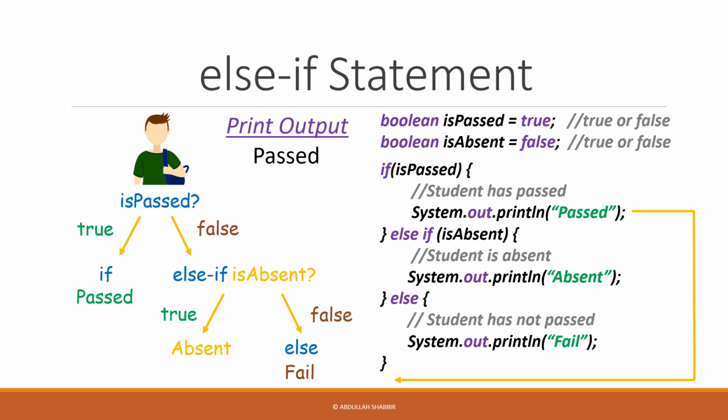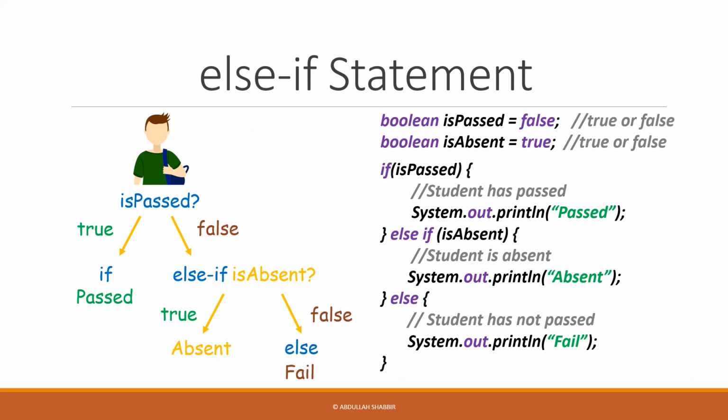The value of is absent will never even be tested, and that's because once the computer executes an if block of code, like it did when it printed out passed, it will skip down to the very end curly braces of our last else. And for this code, that's the end of our program. Now what if we switch these boolean values? So is passed is false and is absent is true.